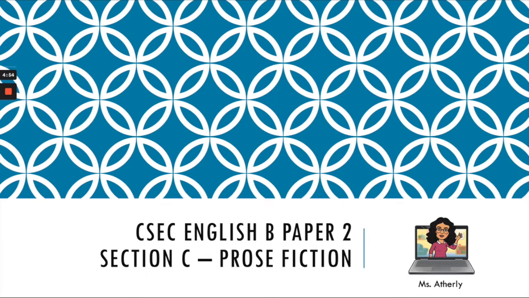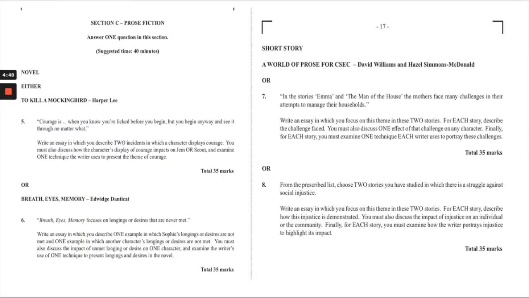Today we will be focusing on section C, prose fiction. The prose fiction section is a bit different from sections A and B because you are given 4 choices. 5 and 6 are based on the novels and 7 and 8 are based on the 10 stories from A World of Prose for CSEC. I would advise you to read all questions before deciding which one to answer.